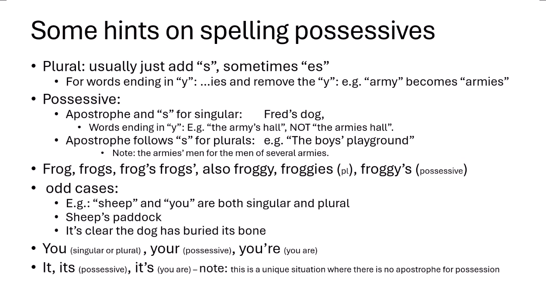Okay, some examples. Frog is singular. Frogs is plural. If I have one frog owning something, the frog's pond, then it's apostrophe S. And if there's more than one frog, and they all own something together, again, it could be 5, the pond which is occupied by 5 frogs is the frogs' pond. The apostrophe goes after the S.